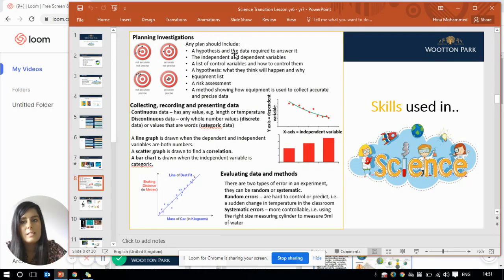So we've got planning skills, where you would look at things like safety, look at the method, look at the variables you need. We've got collecting our data, recording data, so results table, how to show your data, what your results show you. And then a high-level skill is actually looking at evaluation of the data, thinking about how to improve the experiment, what to do for future experiments.